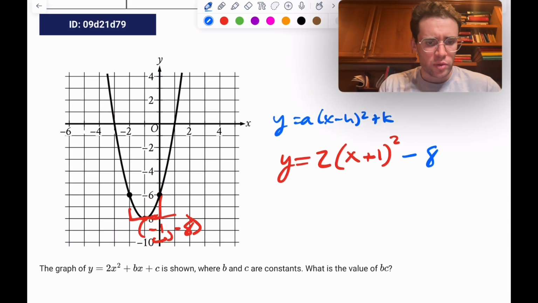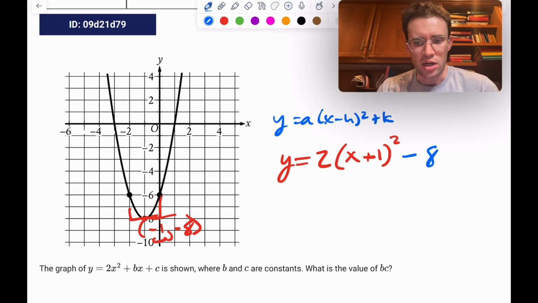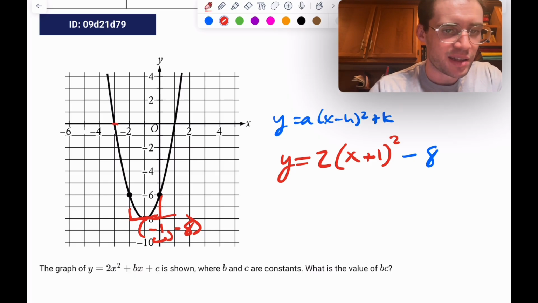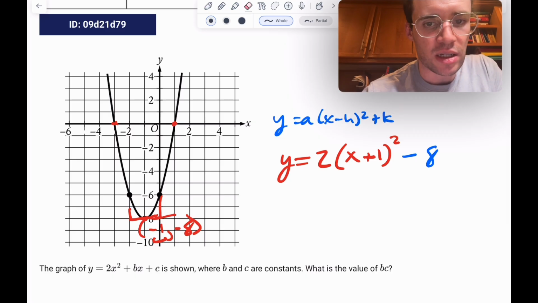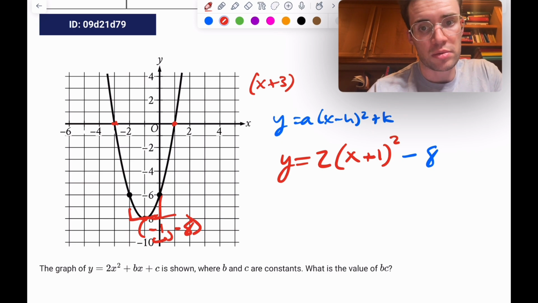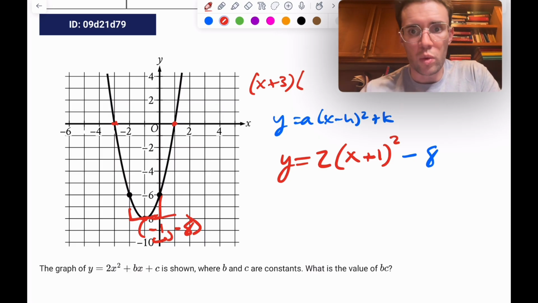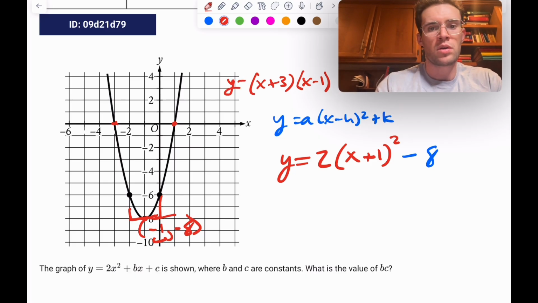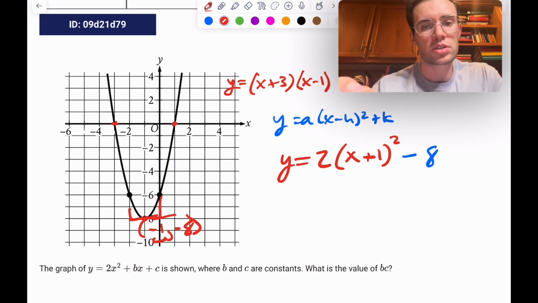The graph of y equals 2x squared plus bx plus c is shown where b and c are constants. What is the value of b times c? Okay, well, the other thing you could do is you could use the zeros, because we know that when x is -3, it's 0, which means x plus 3, right? Because -3 plus 3 is 0. Or when x is equal to 1, so that would be x minus 1. Right? So when you multiply these two things, this is factored form. One of them has to be 0 if you're getting an output of 0. So these are the two possible zeros.